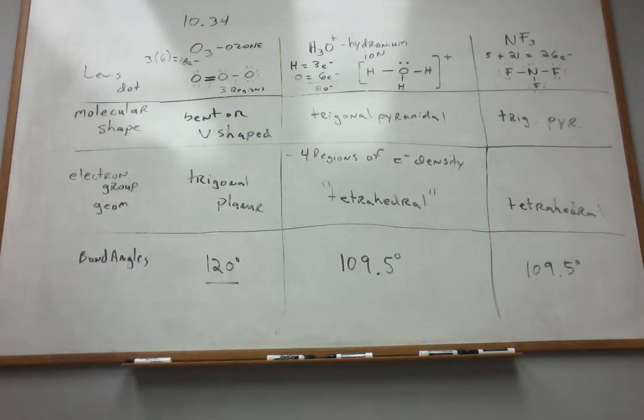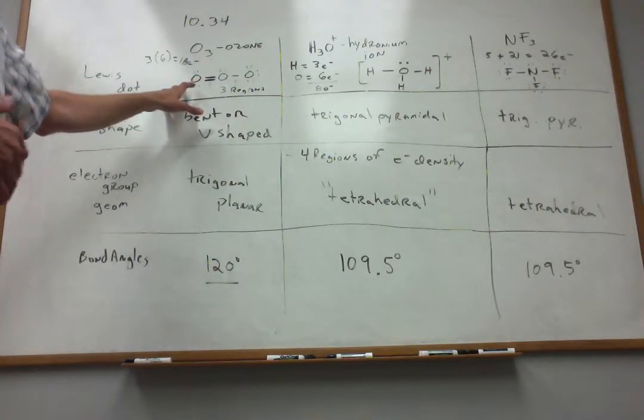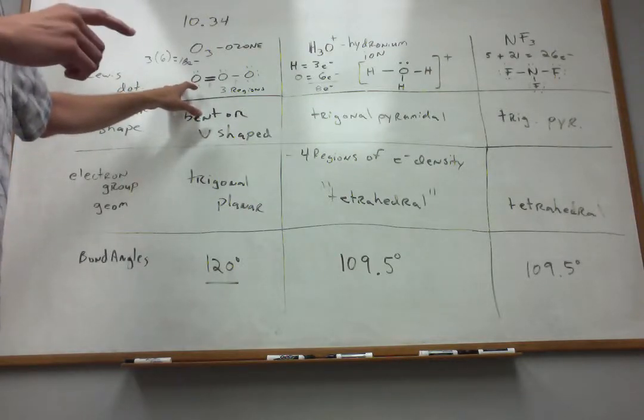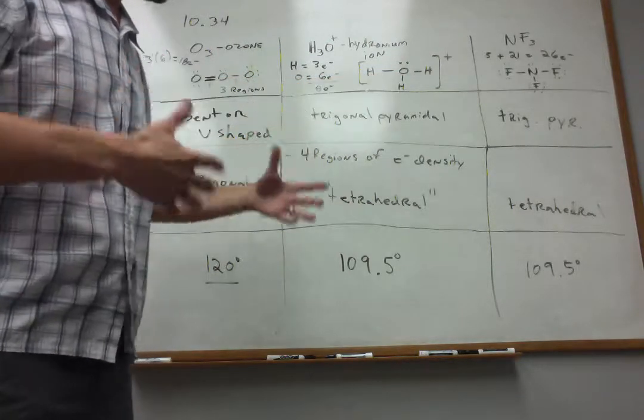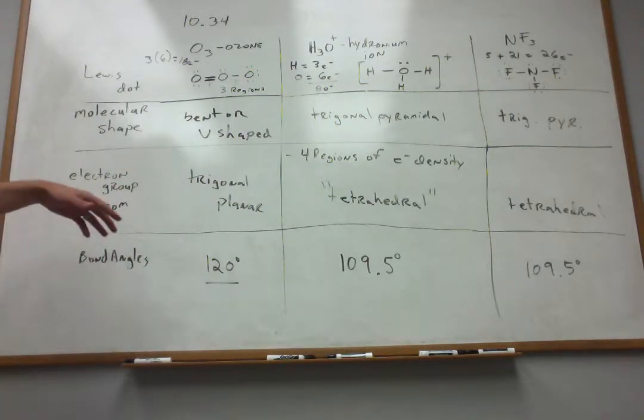Now, the key things to keep in mind for doing this on your homework assignments or on the exams. You need to be able to write your Lewis dot structures. And then after that, you need to understand that the number of electron density regions dictates your electron group geometry. Okay, that's what dictates this. And then from that, you can predict the molecular shape.